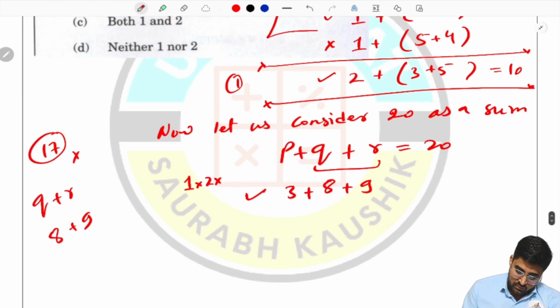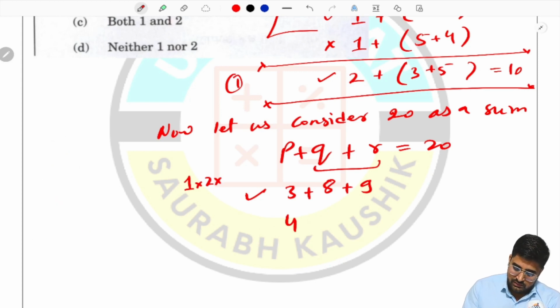Now, if 8 is there, 9 is there, no other possibility is possible in the case of 3. Just take the next digit, 4. Now you have to make 16. Q plus R is equal to 16.